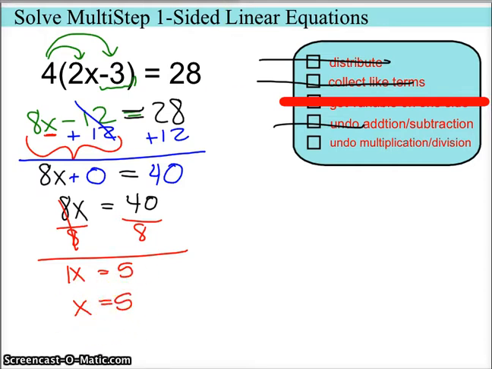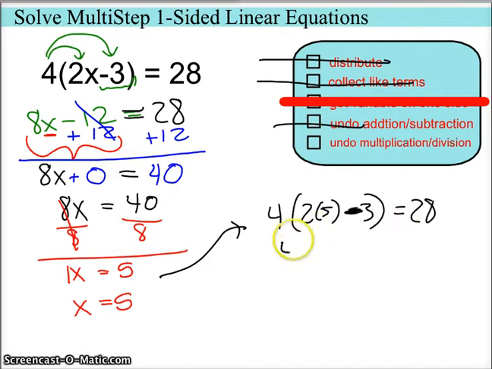And if we wanted to check our work, we could always take that value and substitute it in for the variable. So I took out the x, I put 5 in its place, minus 3 equaling 28, and we just check. So here we have 2 times 5, which is 10. 10 minus 3 is 7.